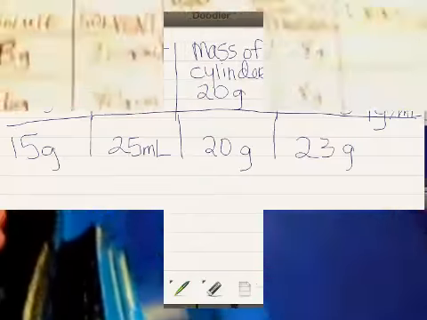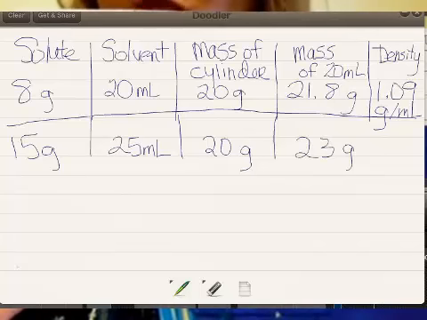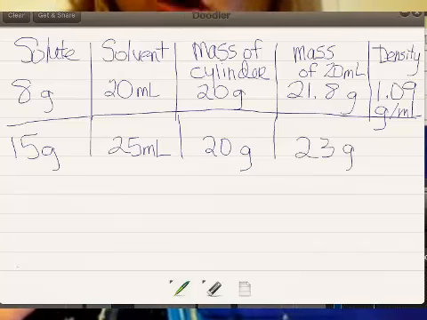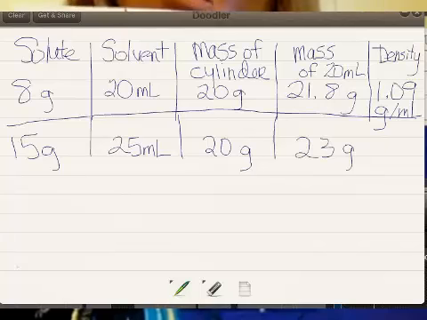Let's take a look at one more that we can actually work out together. This time we had a concentration of 15 grams of solute and 25 milliliters of solvent. And our mass of 20 milliliters was 23.